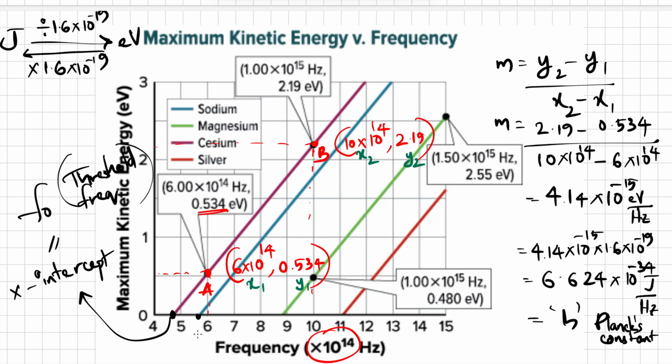It's around 5.8 times 10 to the power of 14 hertz. For magnesium, it's around 8.8 times 10 to the power of 14 hertz. For silver, it's around 11.2 times 10 to the power of 14 hertz. To find the threshold frequency, just find the x-intercept, the point where the line intersects the x-axis. That is your threshold frequency.